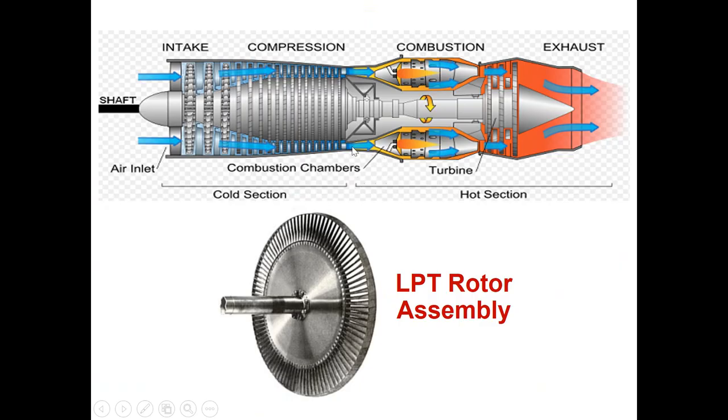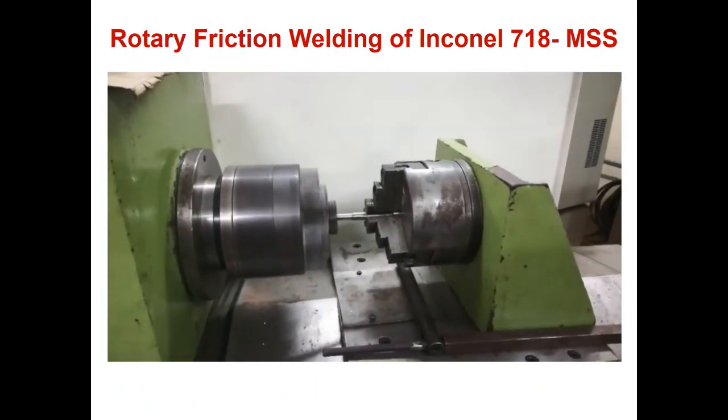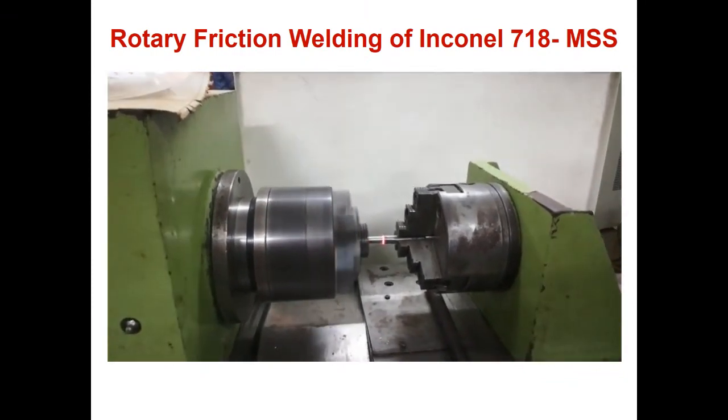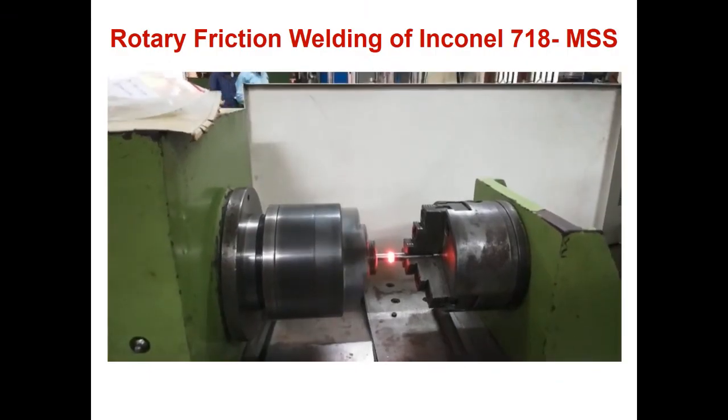This is the turbine assembly where you need to join two cylindrical parts here by using rotary friction welding. This is a video of our machine. We used it to join the 718 to MSS.